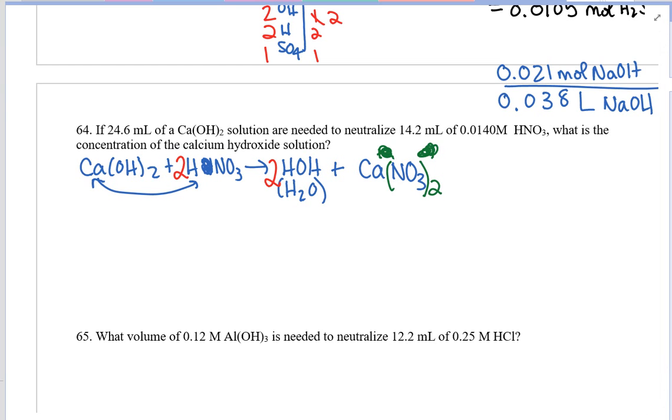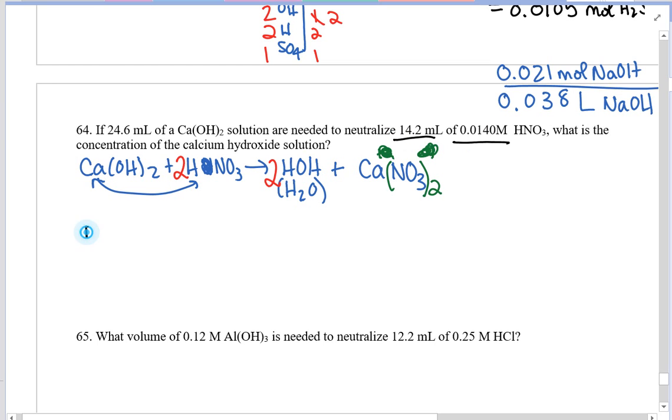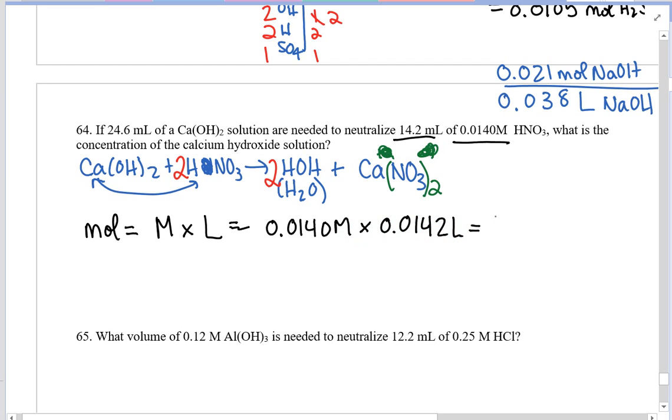Alright, so let's now do the calculations bit of it. First step is always going to be find moles. So it looks like I have a volume and a molarity right here, and I know that moles equals molarity times volume. So my molarity is 0.014 molar. My volume has to be in liters, so I have to divide my milliliters by 1,000. So I'm going to stop and plug this in. 0.014 times 0.0142. My moles is 0.000199 moles of HNO3.